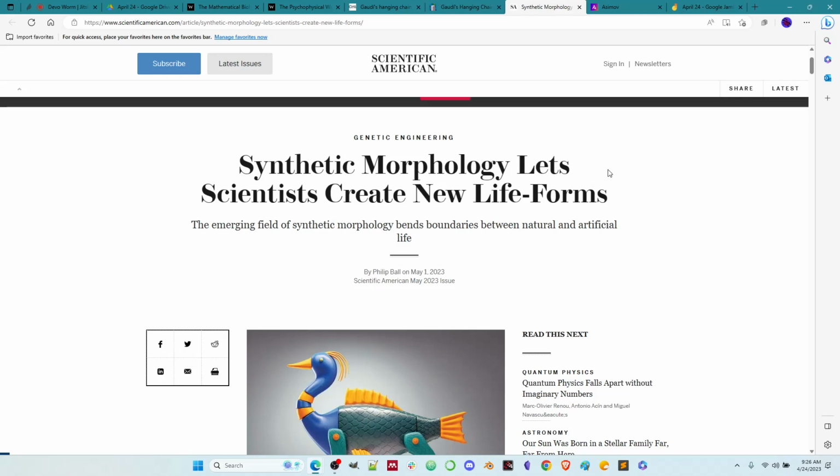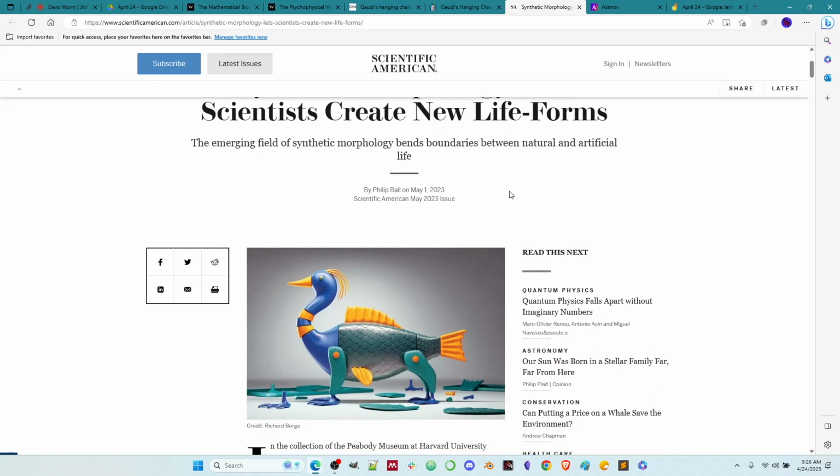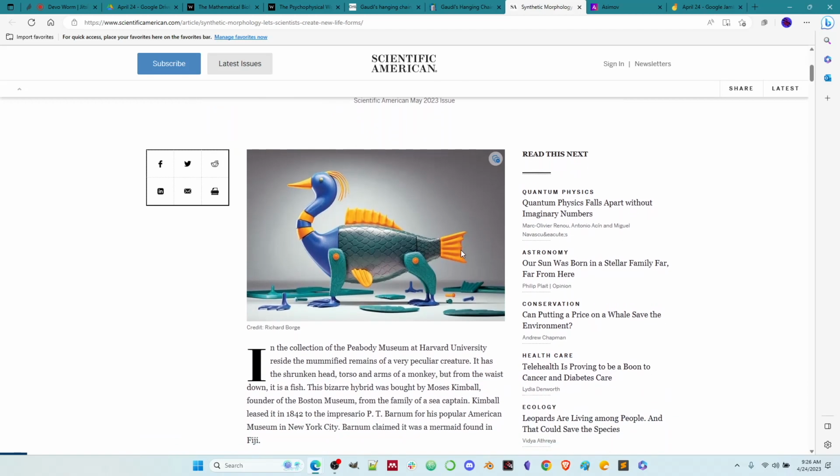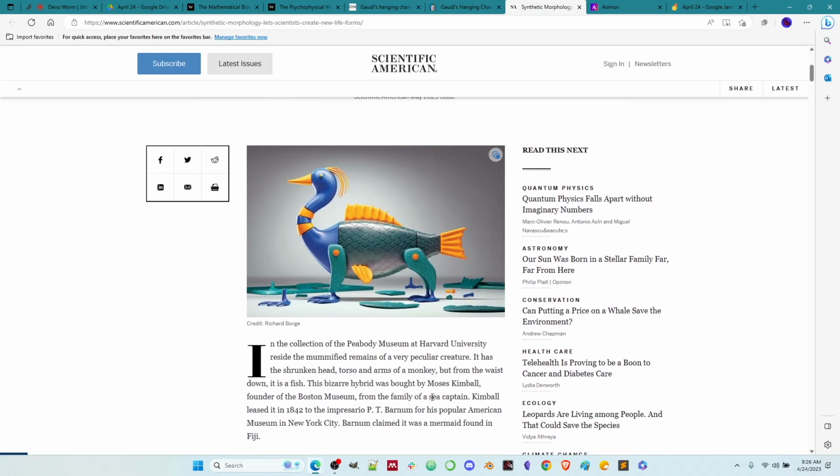And so this is a Scientific American article on synthetic morphology. And this is, synthetic morphology lets scientists create new life forms. So this is a new field that's emerging, and this is sort of based on some of the work that's been done in A-Life. And there's an area called morphological computation, which people have done largely with robots, where they've been able to take a morphology and use different ways of calculating the optimal morphology and different things like that, evolving shapes using genetic algorithms. This is kind of moving this towards the biological realm.